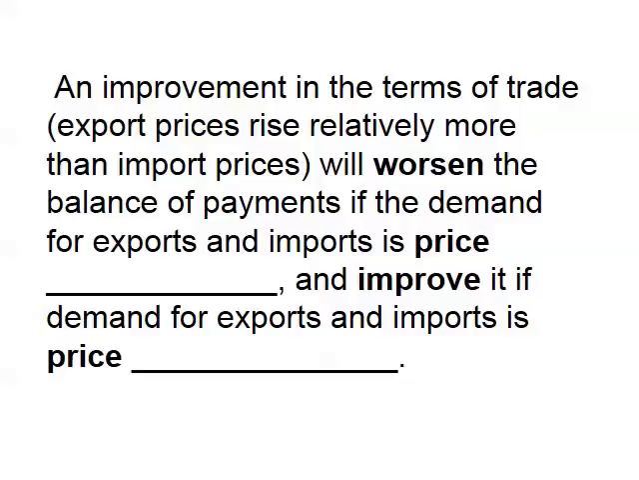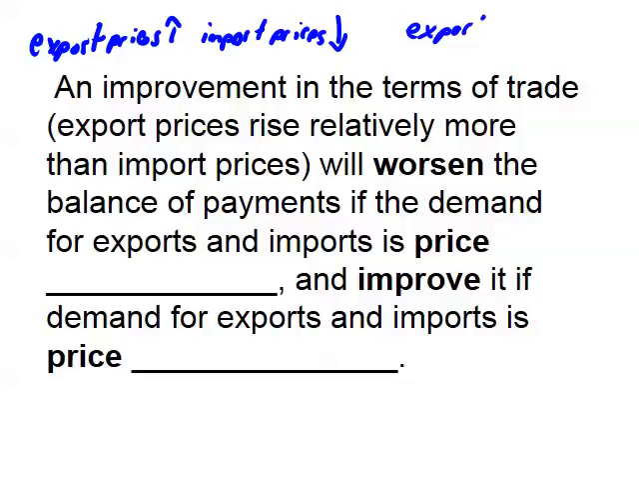So we have an improvement in the terms of trade. So what are we saying? We're saying basically, let's look at a simple example, that export prices are going up. And let's just say that import prices are going down to make life simple rather than saying not increasing as fast. So an improvement in the terms of trade will worsen the balance of payments. If we're worsening the balance of payments, let's look at, again, a simplistic model, exports going down and imports going up. Okay, so when will this happen?